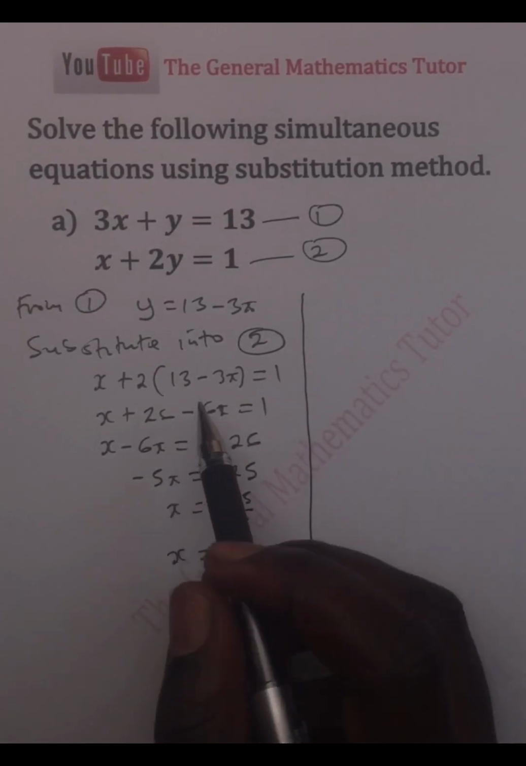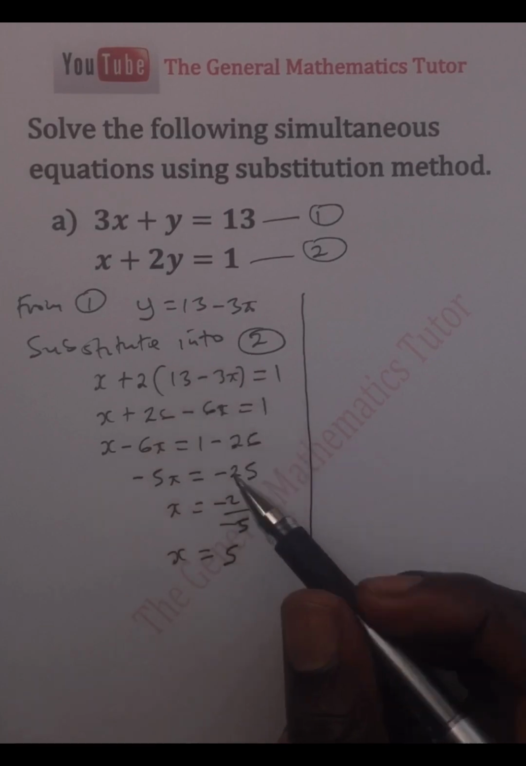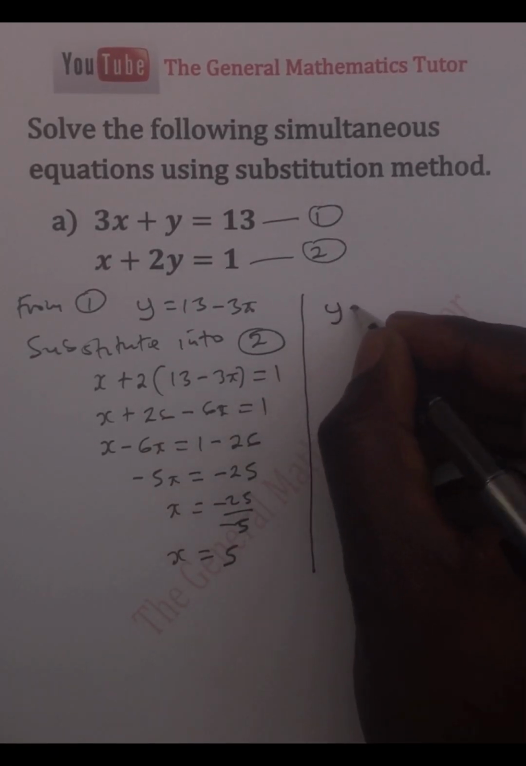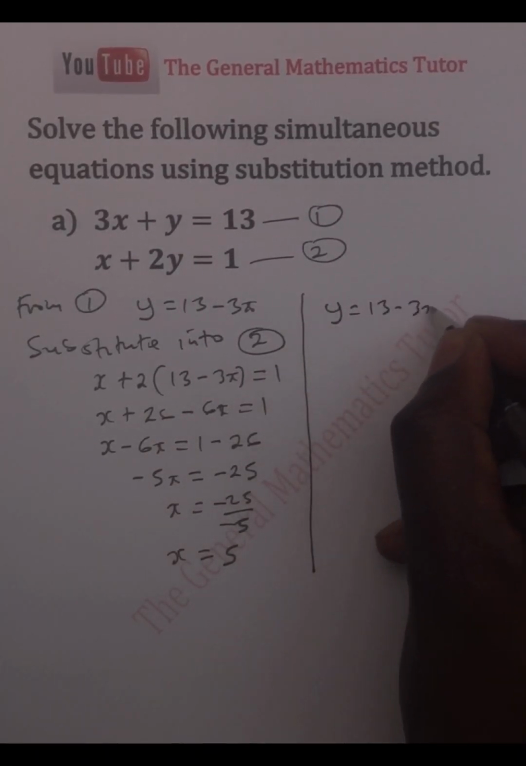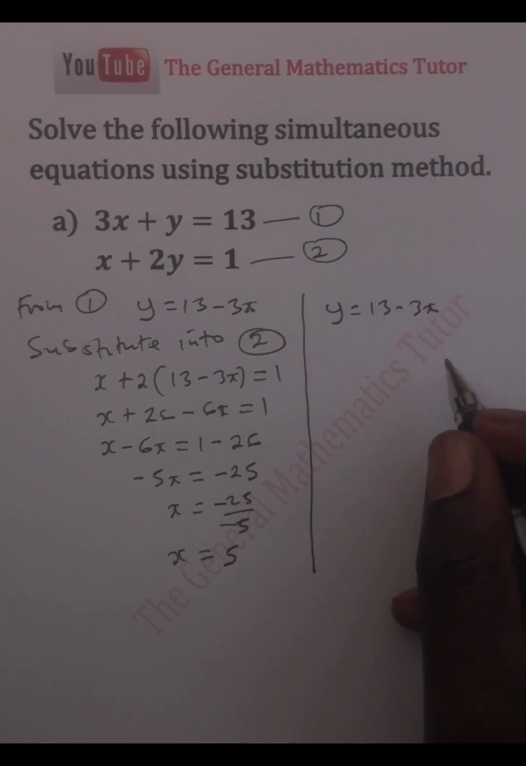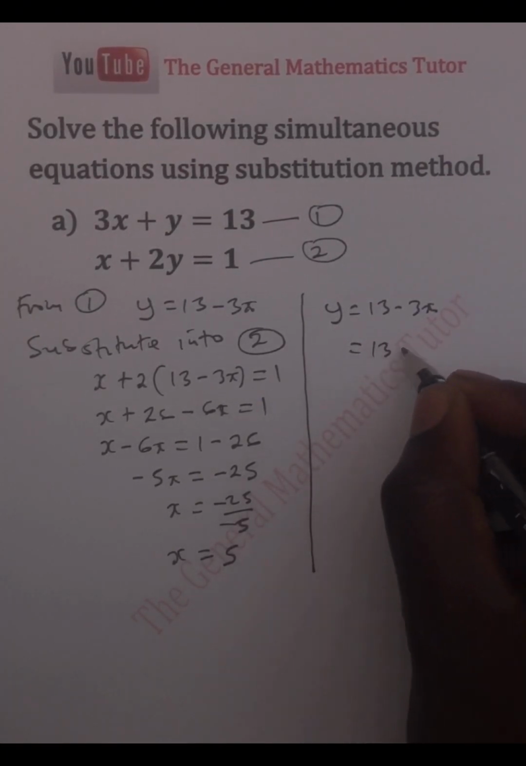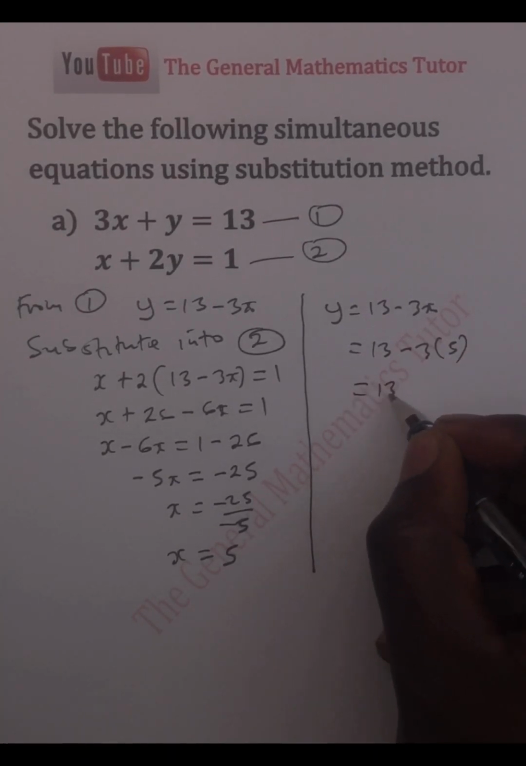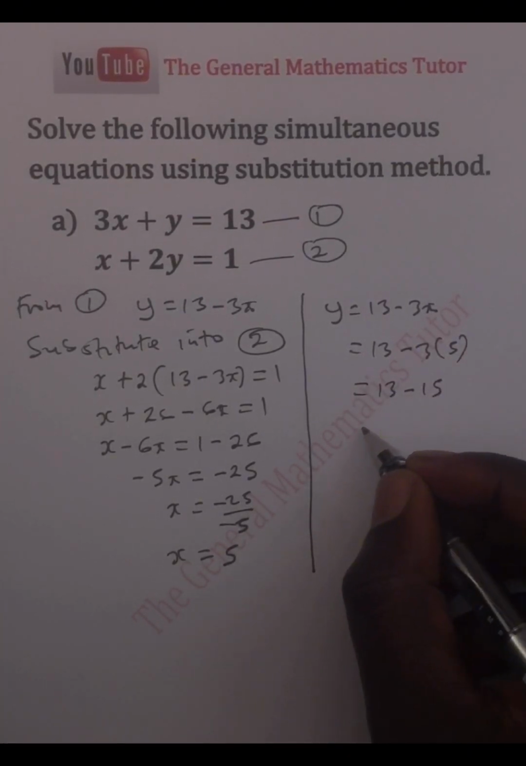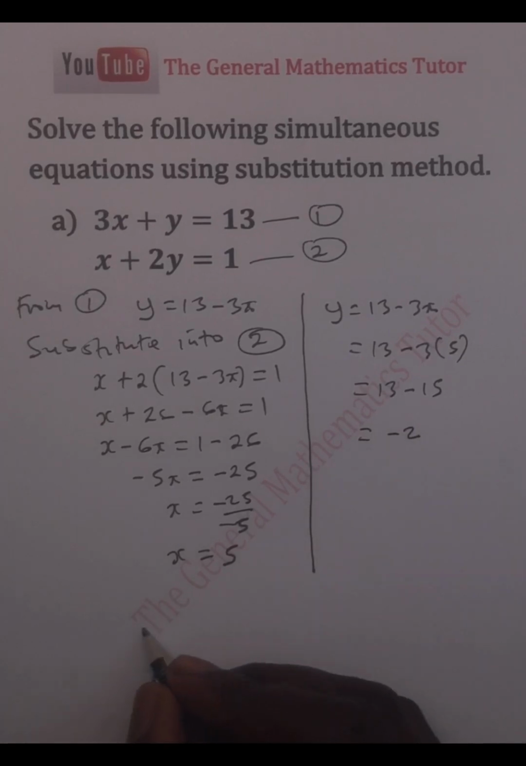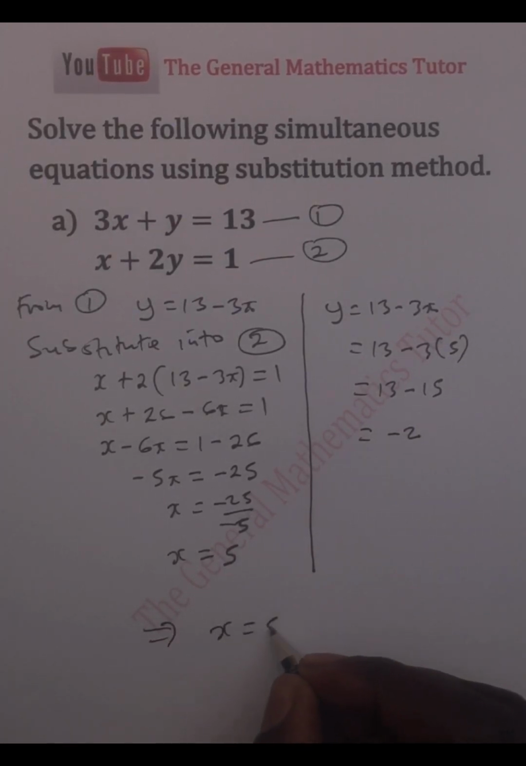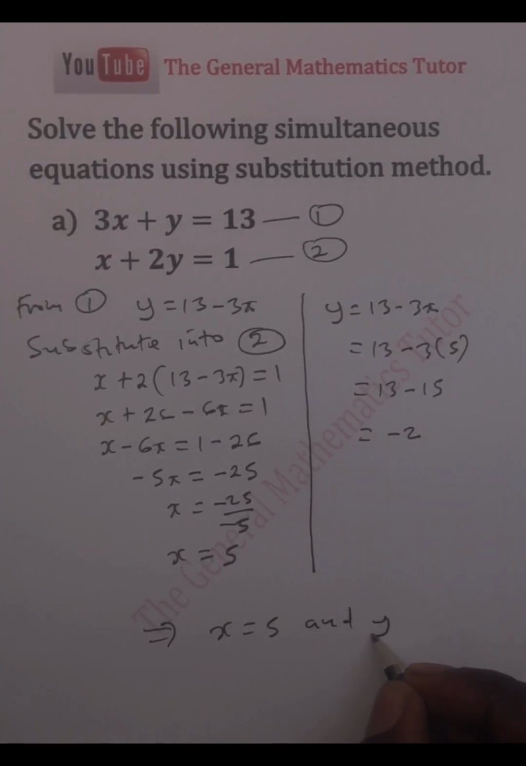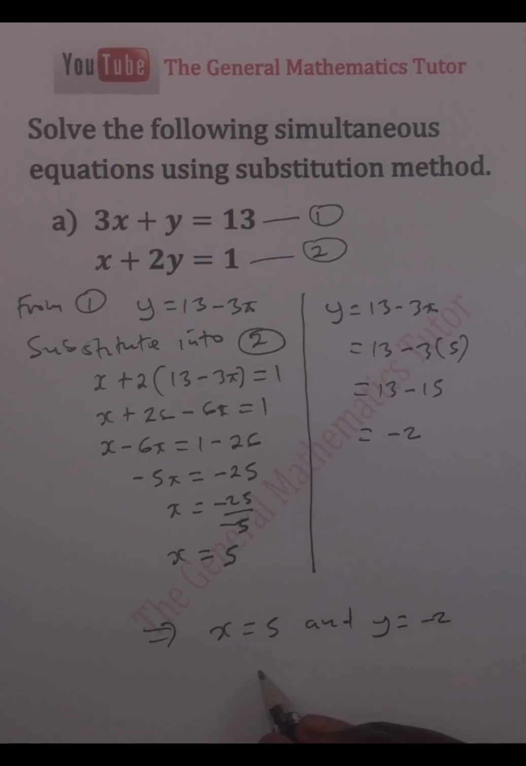So we also expressed y to be 13 minus 3x. Y is equal to 13 minus 3x. And we have the value of x. So we just substitute 3 into x, which is just 5, is the same as 13 minus 15, which will give you negative 2. So therefore, we have that x is 5 and y is equal to negative 2.